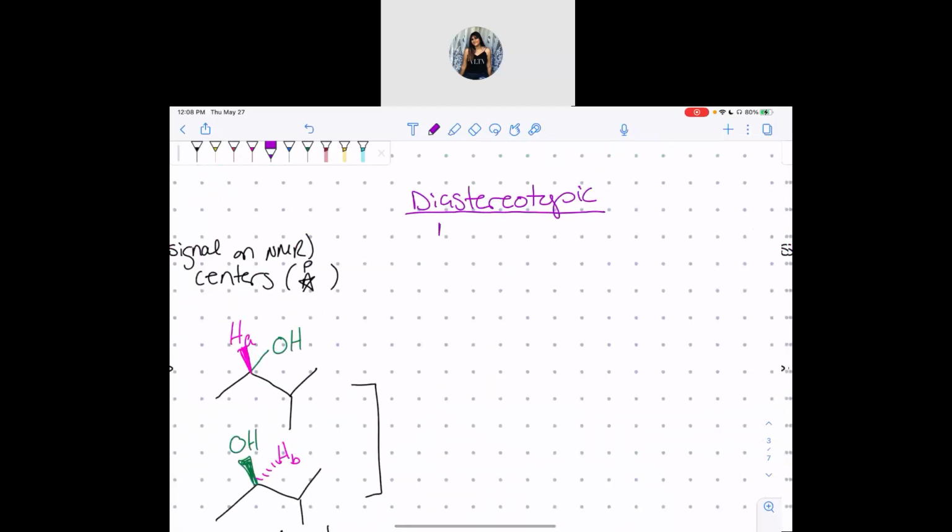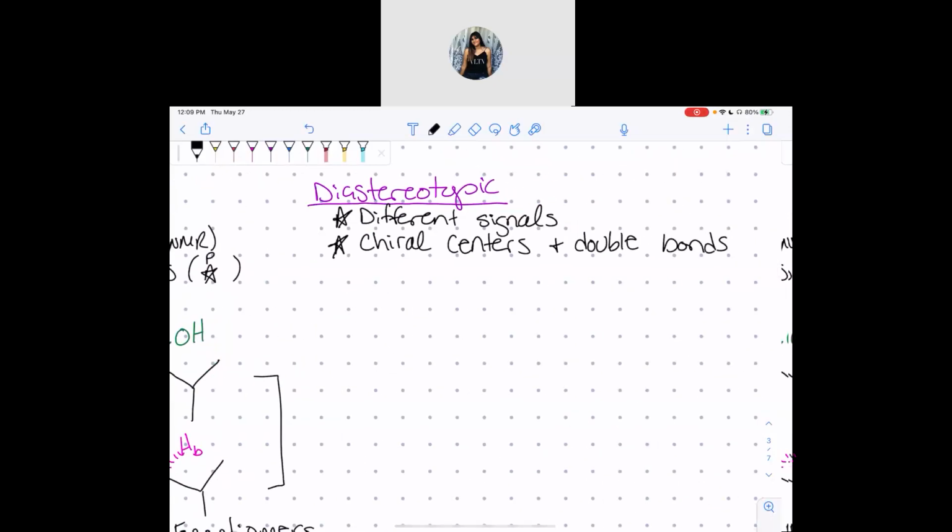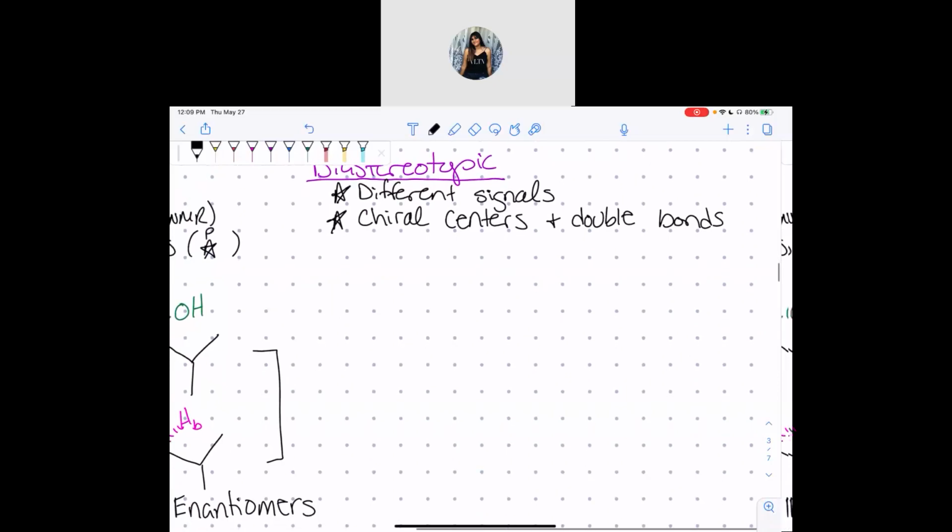All right, so diastereotopic, let's remember that they are different signals. So on the NMR, you will actually see multiple signals, like they will not be the same. And we actually have two different cases where we can be diastereotopic. So we're going to look out for chiral centers and double bonds. And I'm going to show you examples of both. So first we'll start with the chiral center.